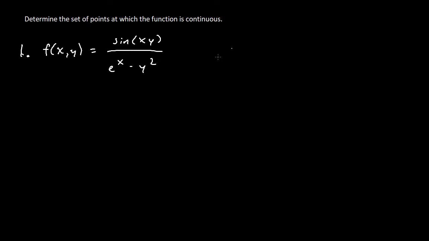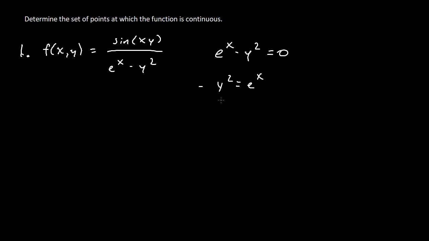So let's go ahead and set e to the x minus y squared equal to 0. So for this I'm going to go ahead and isolate y, because no matter what I plug in for x, e to the x is never going to equal 0. So if I add over the y squared and flip the equation around, we get y squared equals e to the x.